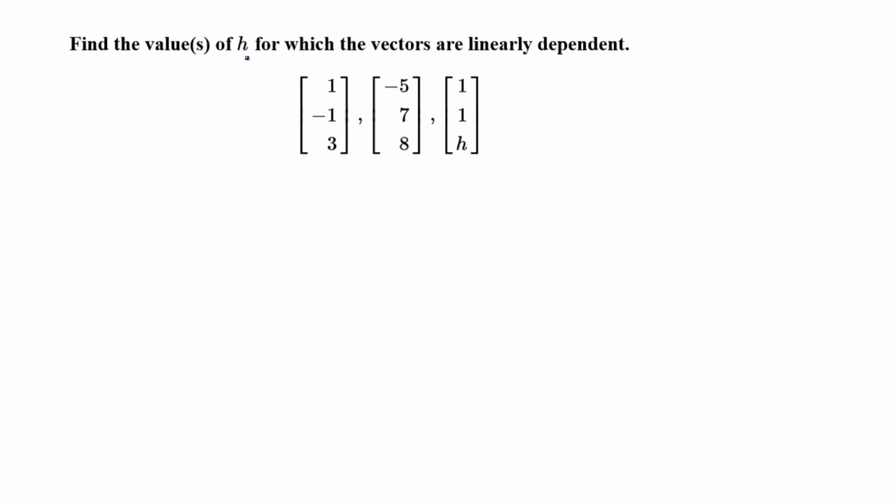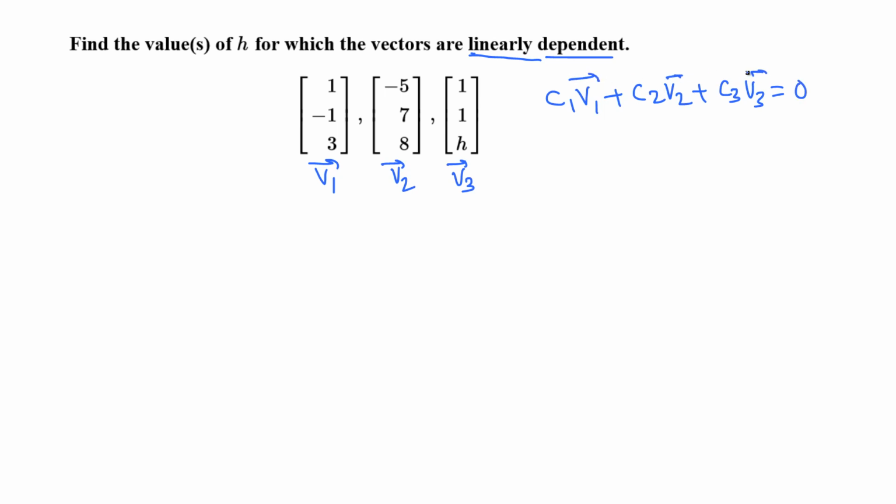Find the values of h for which the vectors are linearly dependent. Okay, so we can call them v1, v2, v3, and we write a linear combination c1 v1 + c2 v2 + c3 v3 equals 0. To show that v1, v2, v3 are linearly dependent, we need at least one of c1, c2, or c3 to be non-zero.